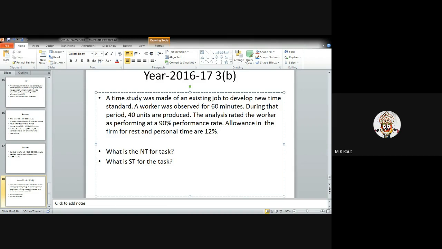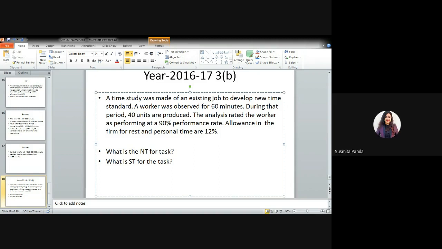In case of standard time, calculating the standard time, it would be 2.025 divided by 0.9, which is 2.25. That is your answer. Is it clear? Okay. So the normal time answer is 2.025, and the standard time is 2.25. Is it finished?